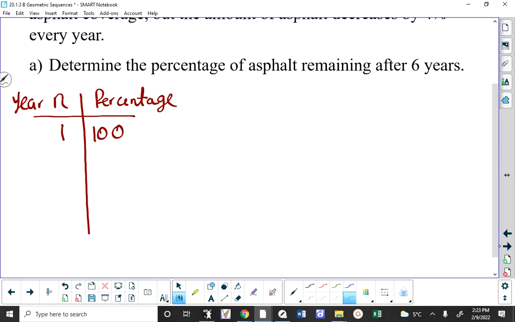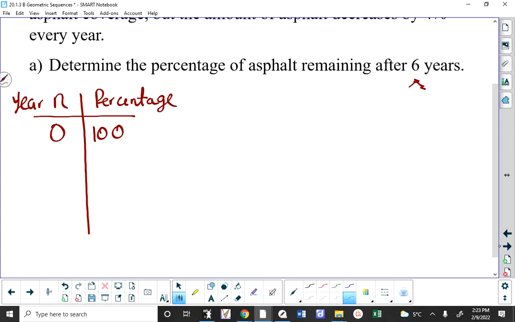Is the percentage remaining 100% after 1 year? That's the percentage remaining at the beginning. So if you set up your sequence this way, n equals 1 will not be after the first year, and n equals 6 will not be after the 6th year. I don't think we want to do this. What you want to think of is this. Even though we don't really like n equals 0 with sequences, that's the beginning.